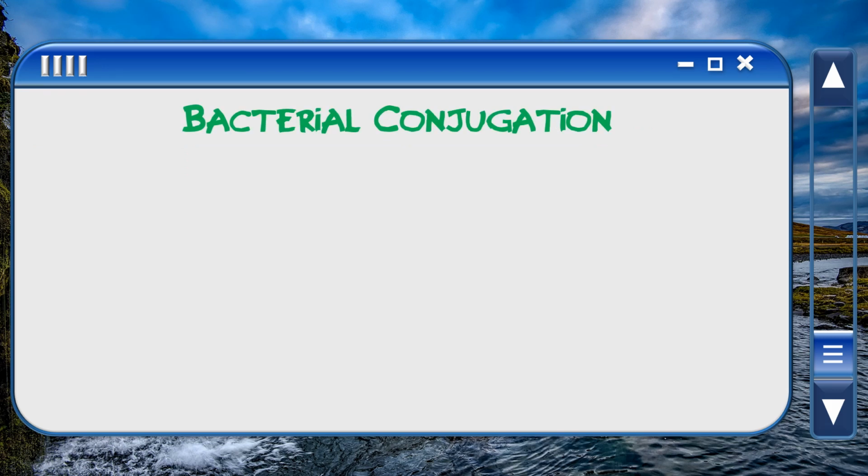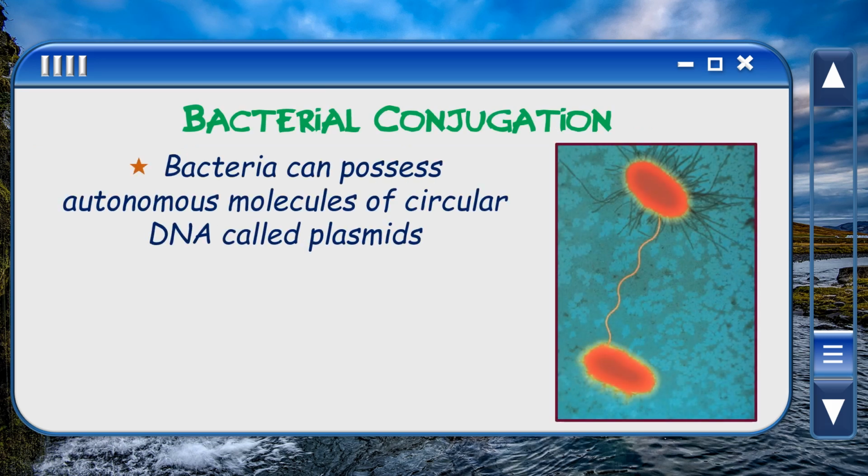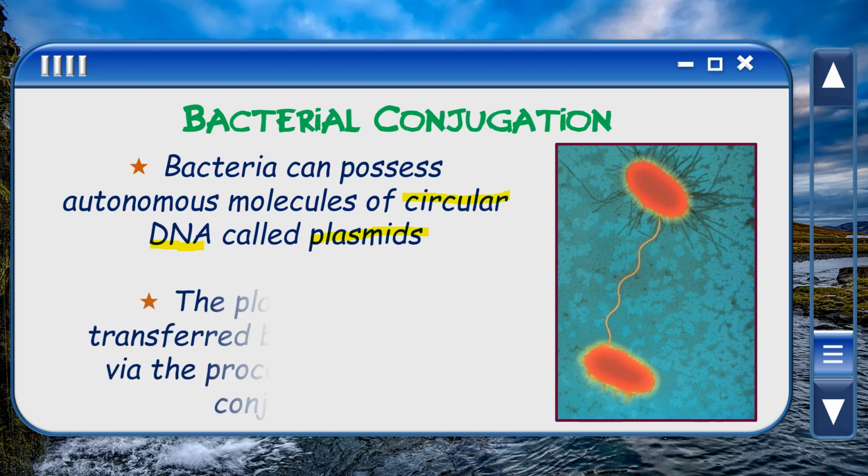Bacterial conjugation. The bacteria can possess autonomous molecules of circular DNA, and this circular DNA is called a plasmid. It is an autonomous molecule.